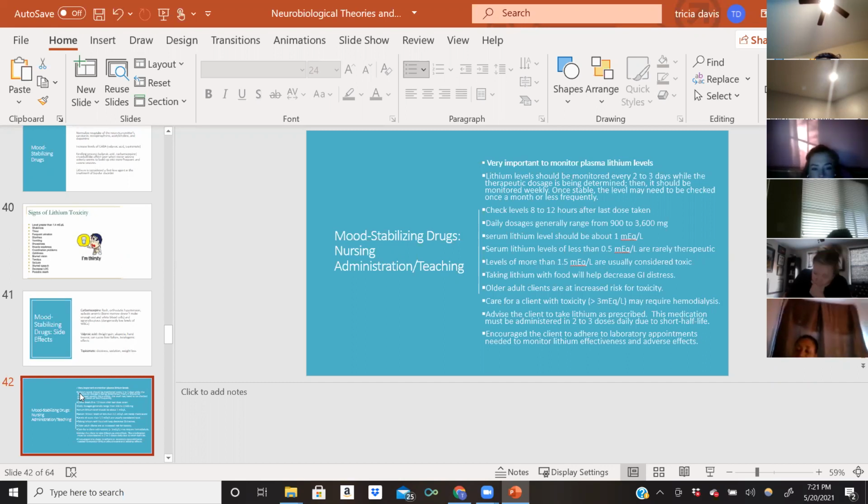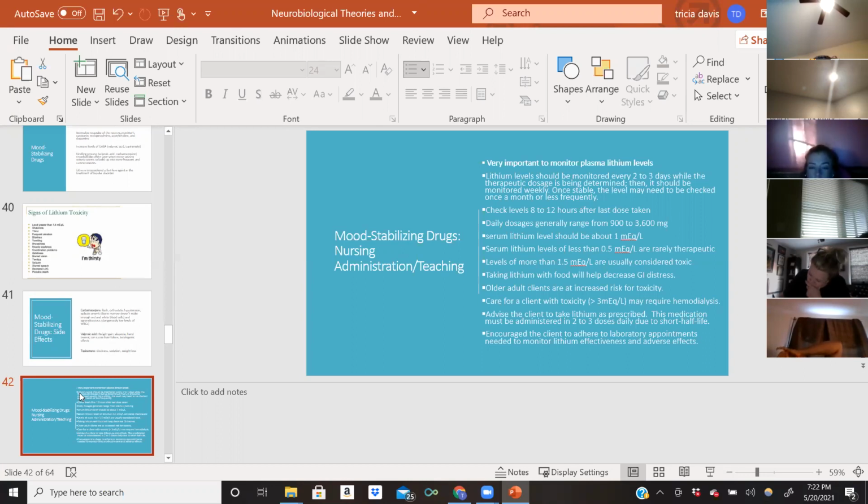Teaching your patients to take lithium with food will help with the GI distress. Older adults are at an increased risk for toxicity for the obvious reasons: kidney issues, GI issues, liver function. Caring for a client with toxicity: if you have a patient whose level is toxic, greater than 3 milliequivalents, these are patients that might require hemodialysis because they're so toxic.